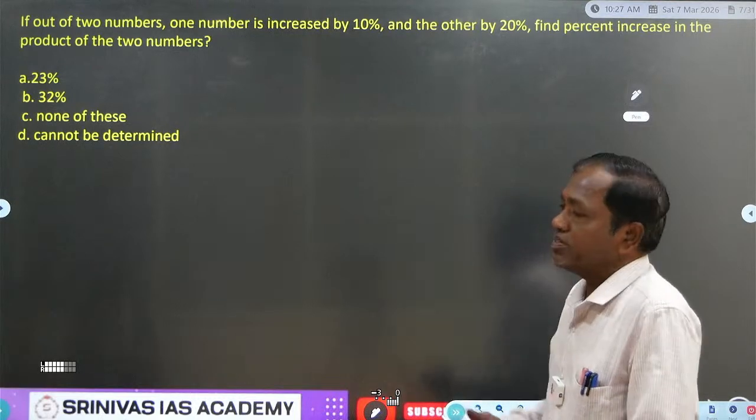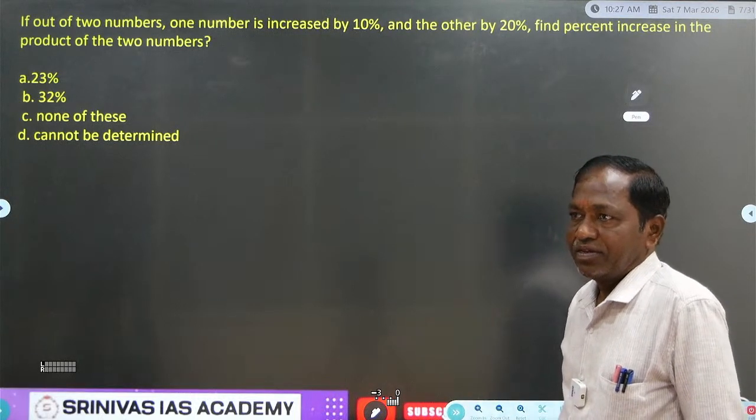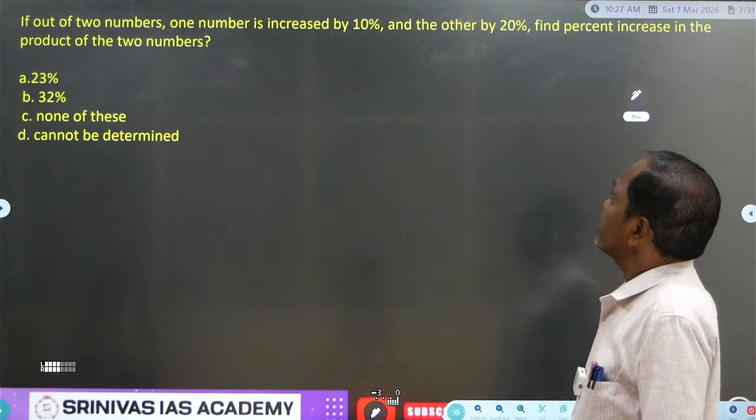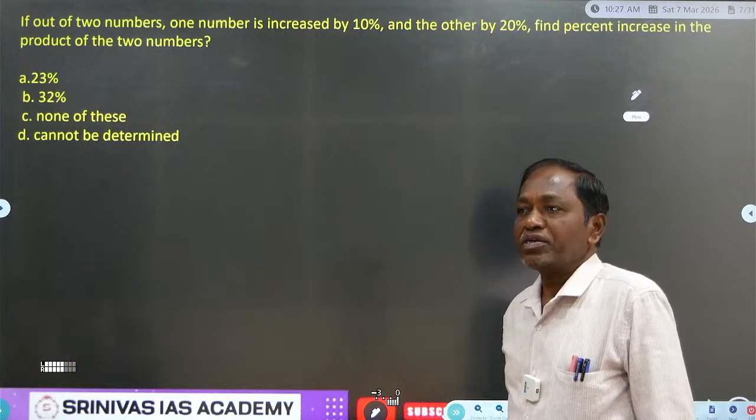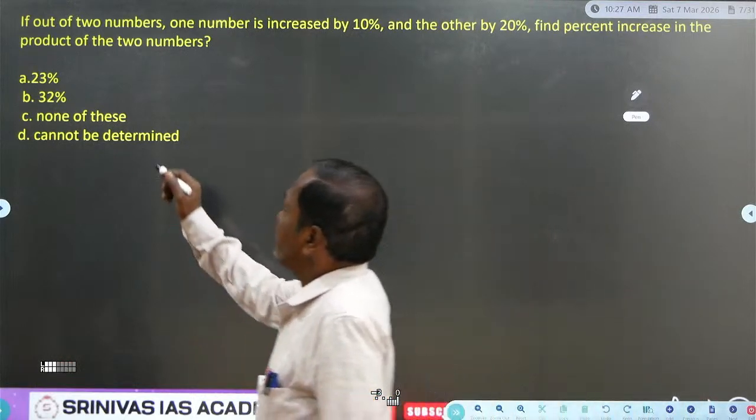Of course, I think it's a very simple question, like it looks. One number is increased by 10%, the other by 20%. Find the percentage increase in the product of the two numbers. Product means what? Multiplication of the two numbers.